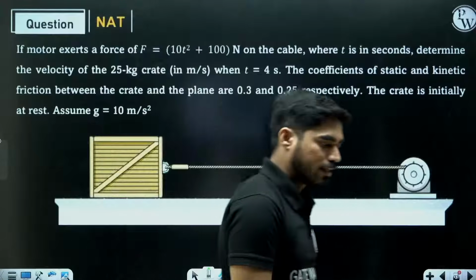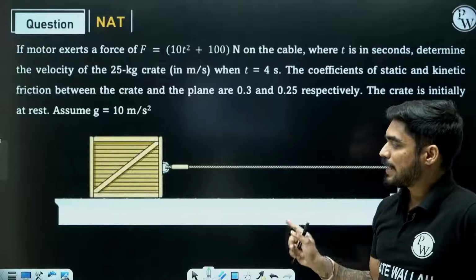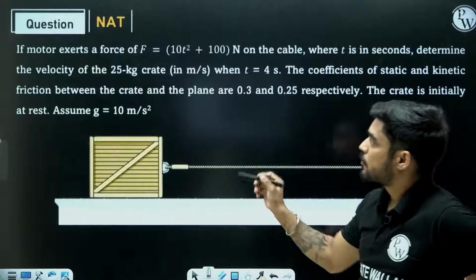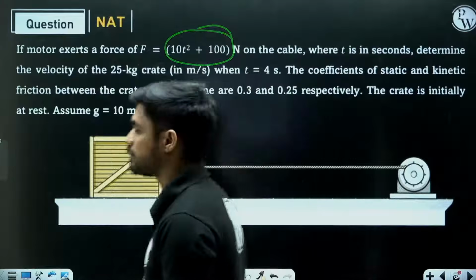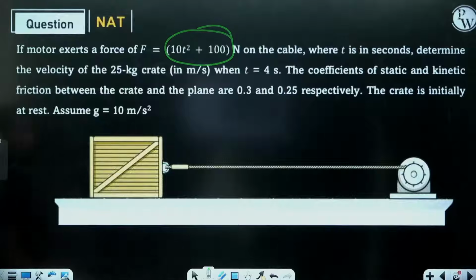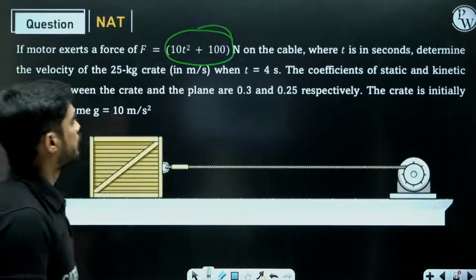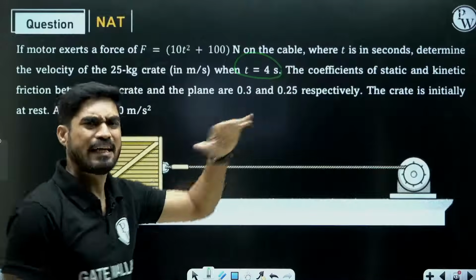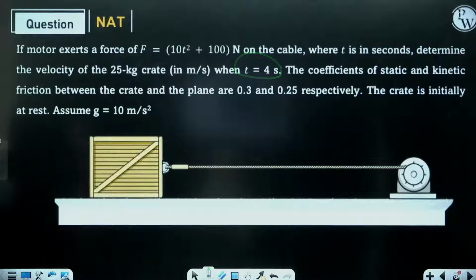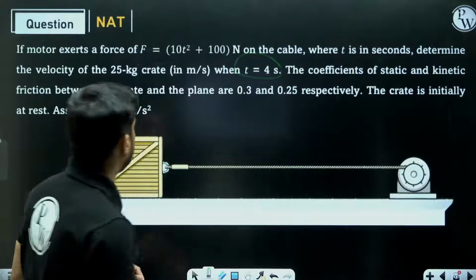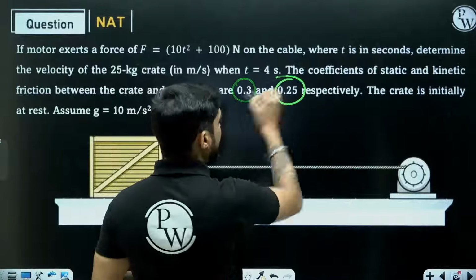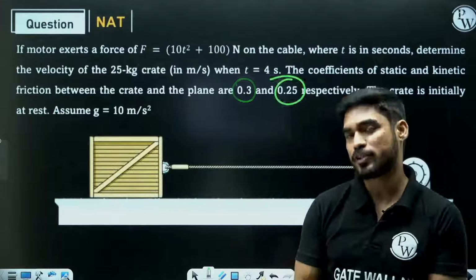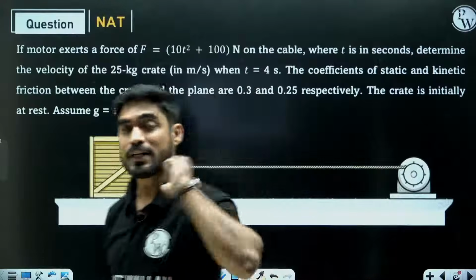Understand? Here, you are applying a force on this crate for pulling it, but that force is not constant. It is a function of time. You want to calculate the velocity after 4 seconds. So here you have to apply the impulse momentum equation. But there is a very interesting concept here. In this question, they have given you the static and kinetic coefficients of friction. In all other problems, they have given you only one coefficient of friction, the kinetic coefficient. But here they have given you both.